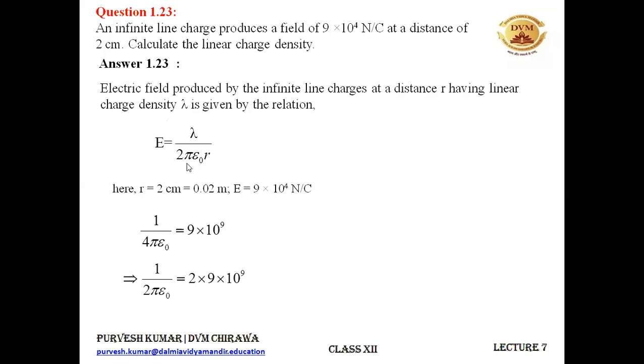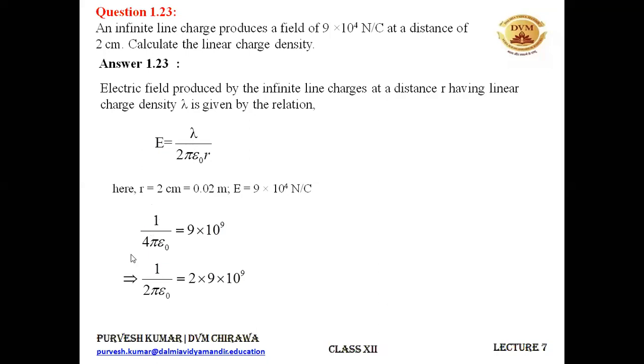And we need to use 1 upon 2 pi epsilon naught. See, we need to use 1 upon 2 pi epsilon naught over here. So 1 upon 4 pi epsilon naught is the K. We know this, 9 into 10 to the power 9. Multiply both sides with 2. So when you multiply both sides with 2, the left hand side becomes 1 upon 2 pi epsilon naught and the right hand side becomes 2 into 9 into 10 to the power 9. So we will be using this value in this question.